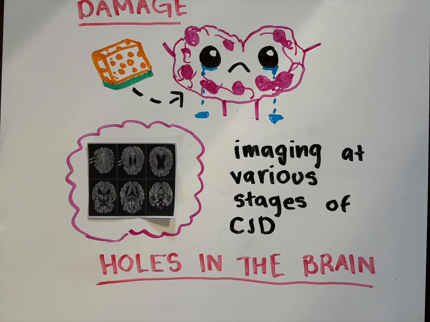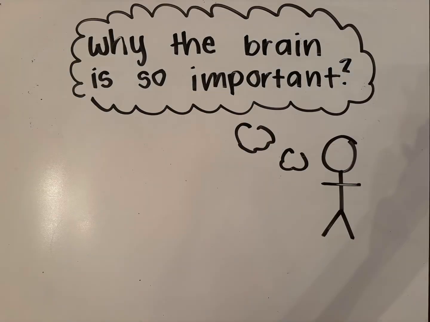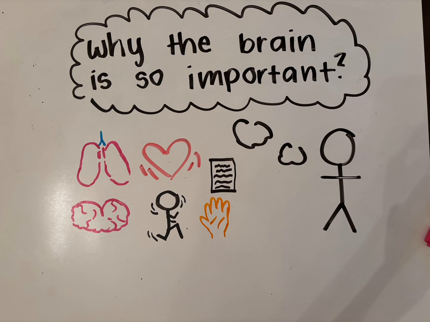Here is imaging of the brain at various stages of CJD. As you can see, the brain has holes. The black spots are the holes within the brain. Why is the brain so important? Recall what we talked about at the beginning of the video. The brain controls everything and regulates everything.